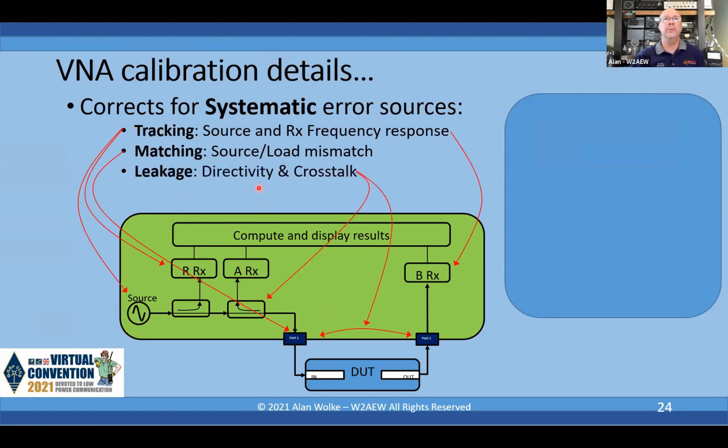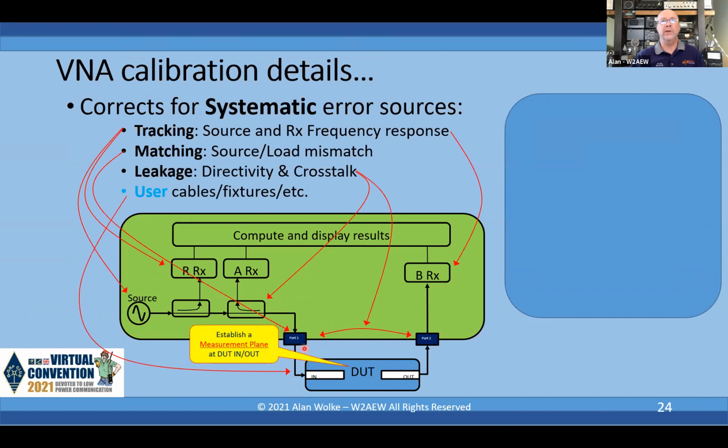And also leakage paths, such as between port 1 and port 2, signal that's going around your device. You want to account for that so that you can actually measure what your device is doing, as well as the imperfections of the directional couplers, the directivity of those couplers. Okay, and then obviously the phase and attenuation properties of the interconnect cables to your DUT can be corrected as well. So the process is typically menu driven.